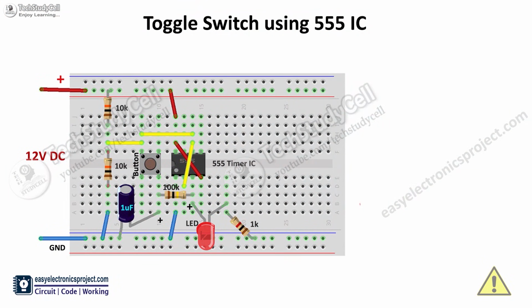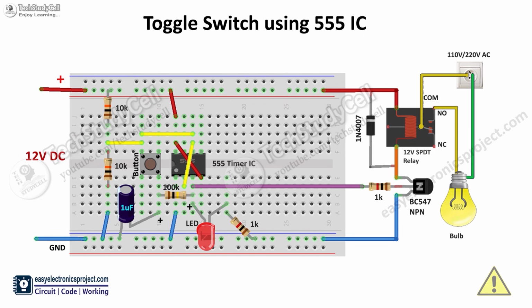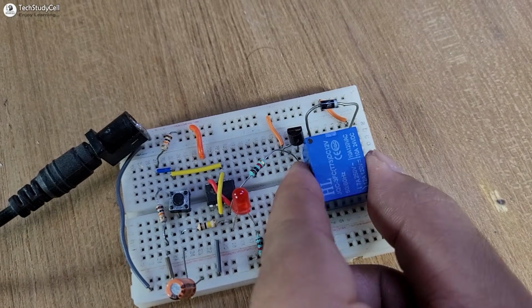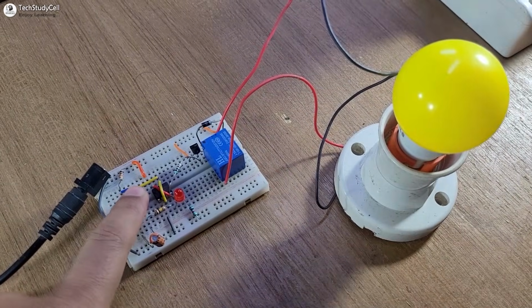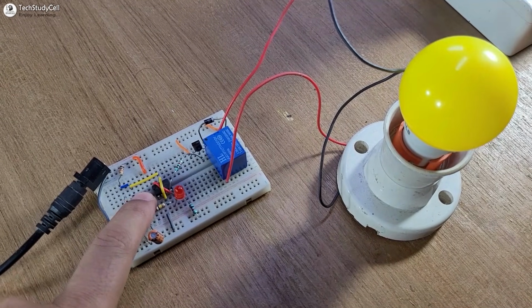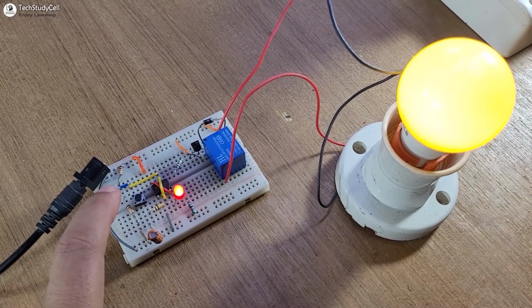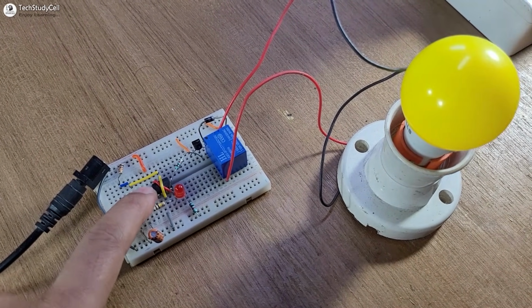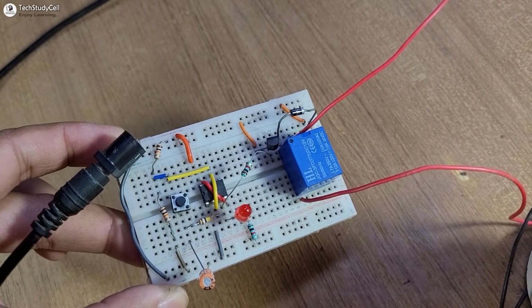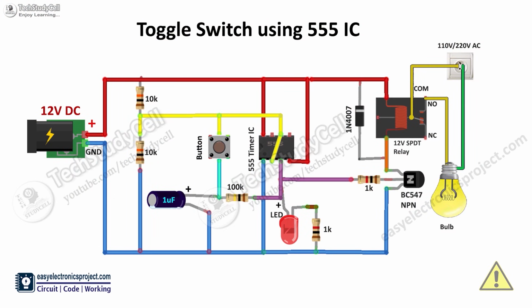If you want, you can also connect a relay with this circuit to control any AC appliances. Now here you can see I have connected this relay, and now I will control this bulb with this push button. Now to avoid any loose connection, I always recommend you to design a PCB. For that you can refer this circuit.